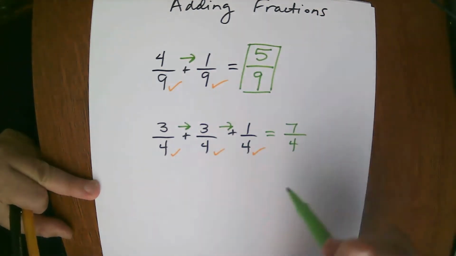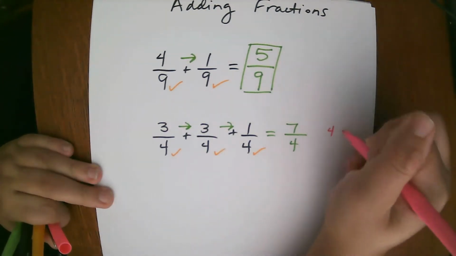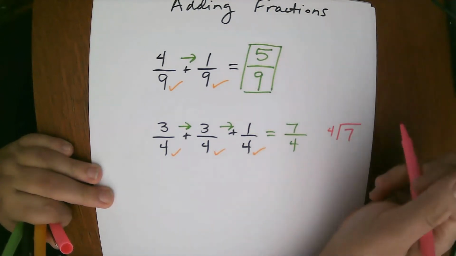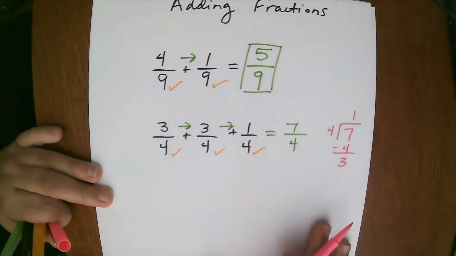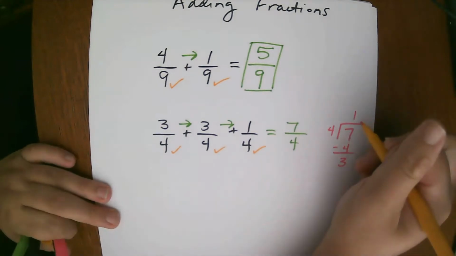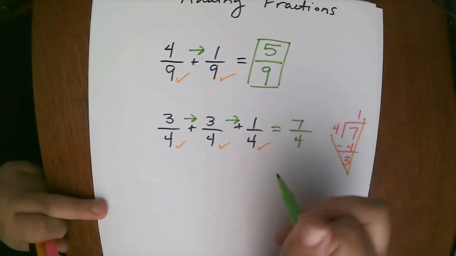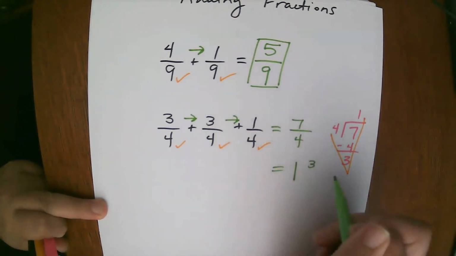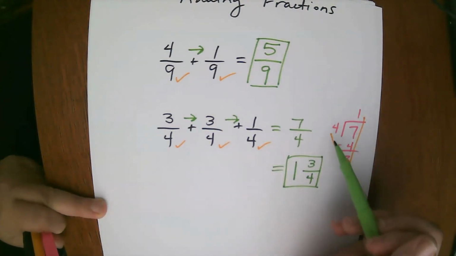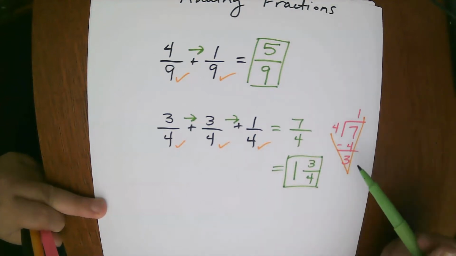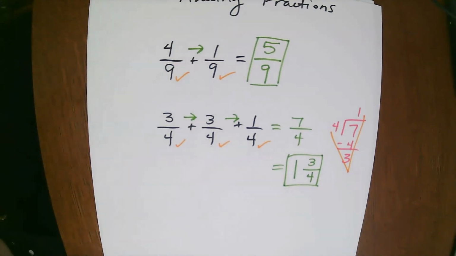This is an improper fraction, so we can't leave it like that. We are going to have to simplify this by dividing. 4 into 7. 4 goes into 7 once. 4 times 1 is 4. 3 left over. Okay, ice cream cone. Our answer is 1 3/4. If you don't understand what I just did with the ice cream cone, watch my video on division. So your answer is 1 3/4.